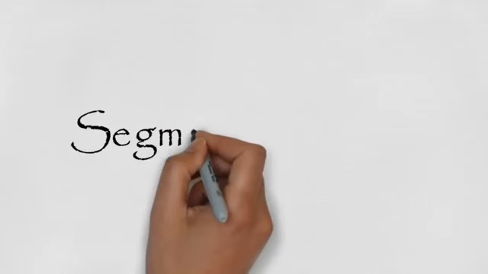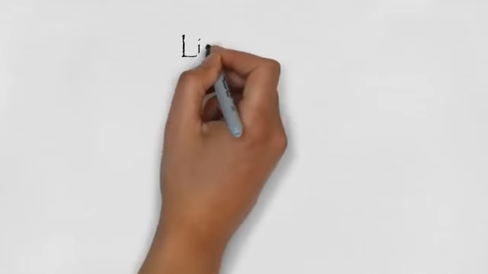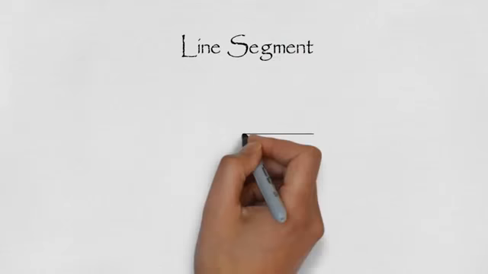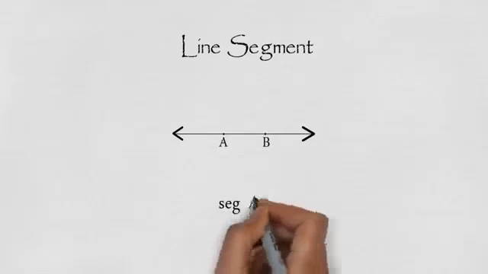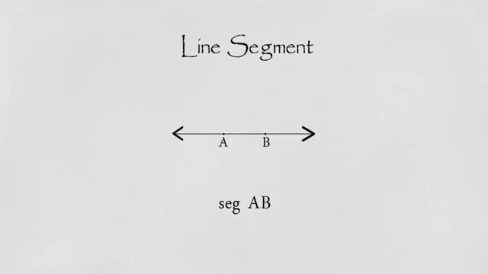Hello students. Now let's learn segment and ray. Line segment. The set consisting of points A and B and all the points between A and B is called the segment AB and is written as segment AB. Segment AB and segment BA denote the same line segment since both contain the same set of points. The points A and B are called the end points of the segment AB.